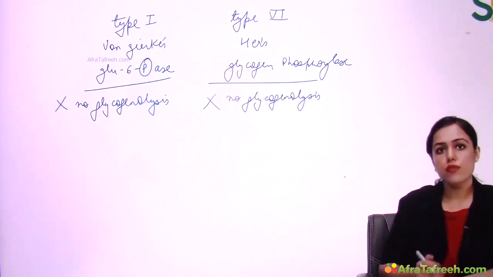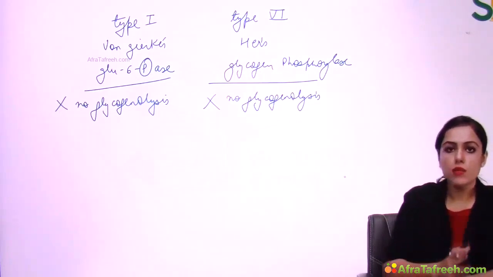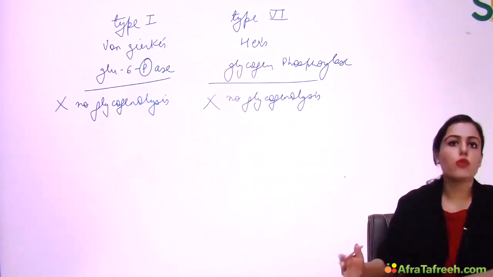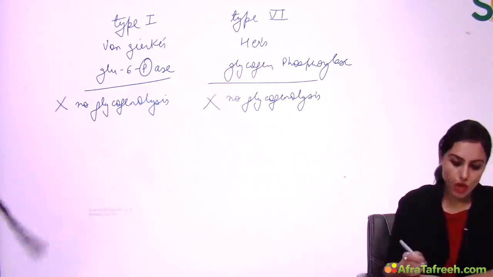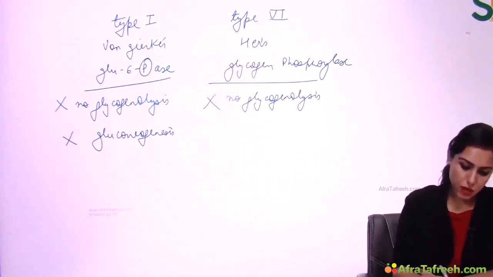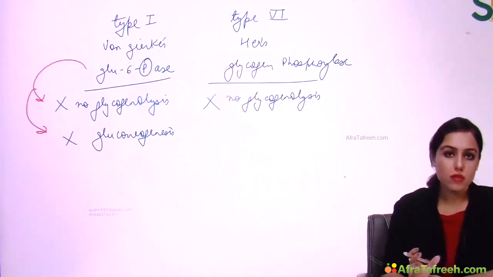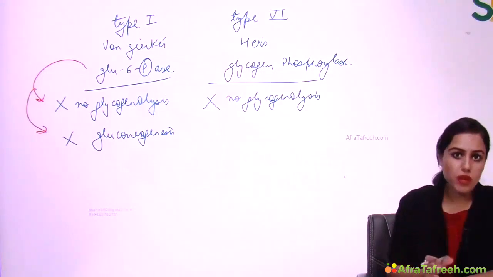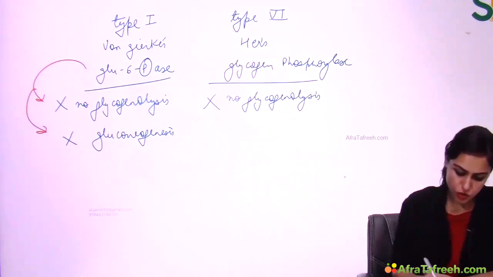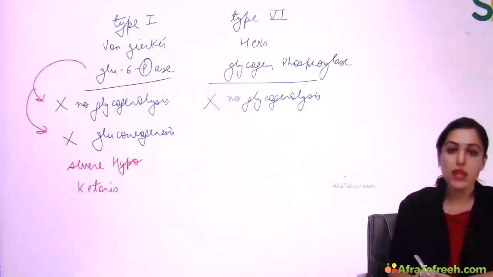Now, I told you whenever the body cannot use glycogen or is not having glycogen, then the body depends on the pathway gluconeogenesis for obtaining blood glucose. And this pathway, gluconeogenesis, cannot occur in a type 1 patient because the enzyme glucose 6-phosphatase is common to both these pathways. When blood glucose is not coming from both pathways, glycogen and gluconeogenesis, then these patients have severe hypoglycemia, and whenever severe hypoglycemia occurs, then ketosis occurs.